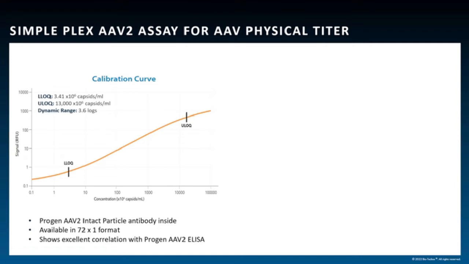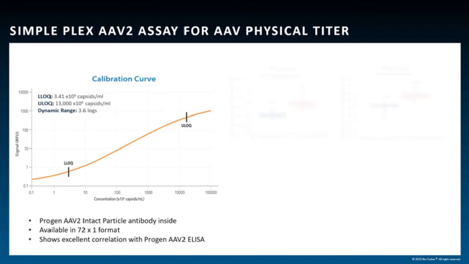Shown below is the standard curve with a detection range between 3 times 10 to the 6th capsids per mL and 1.3 times 10 to the 10th capsids per mL, with a dynamic range of about 3.6 logs. The assay has great correlation with the ProGen ELISA, providing confidence in the product's ability to measure viral titer accurately.